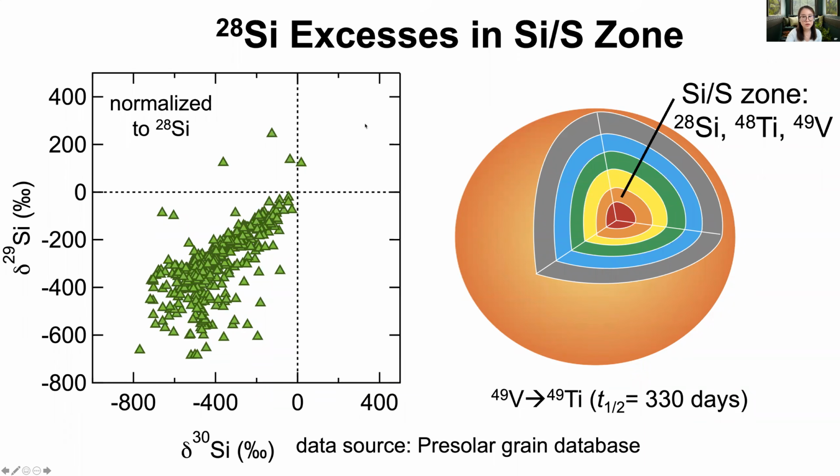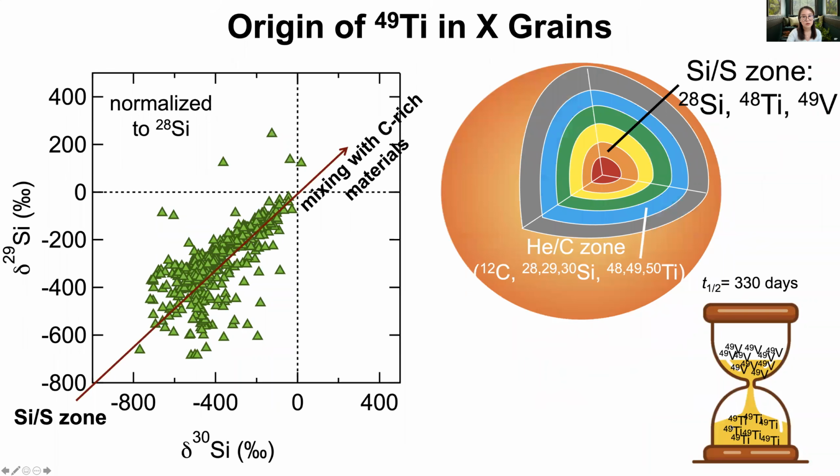As we just learned, X grains must have sampled material from this inner silicon-sulfur zone. And this zone also contains vanadium-49, which is radioactive and decays to titanium-49 with a half-life of about 1 year. So it is possible that X grains sampled live vanadium-49 during their formation.